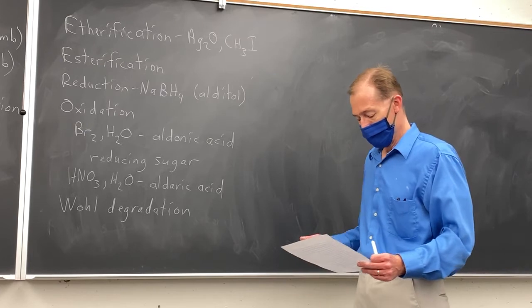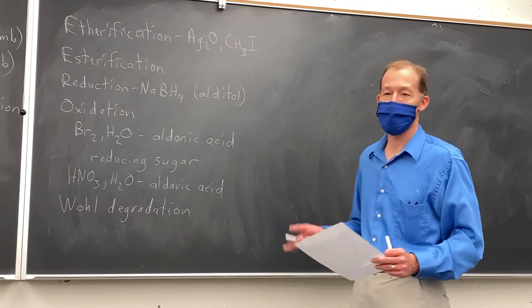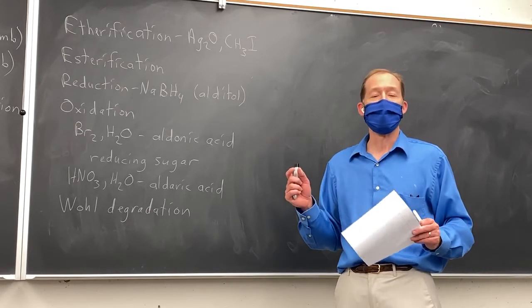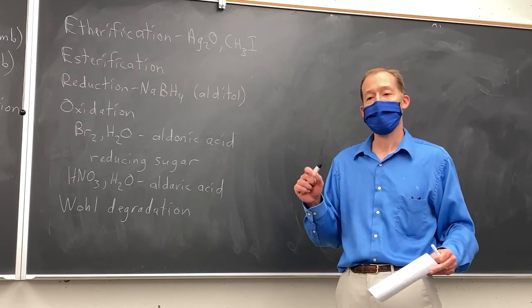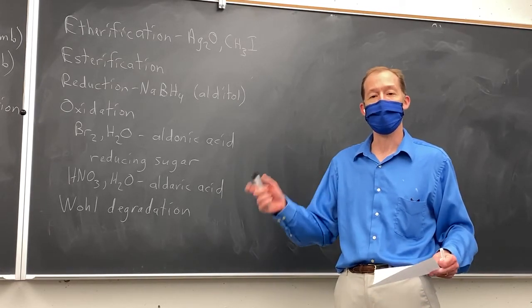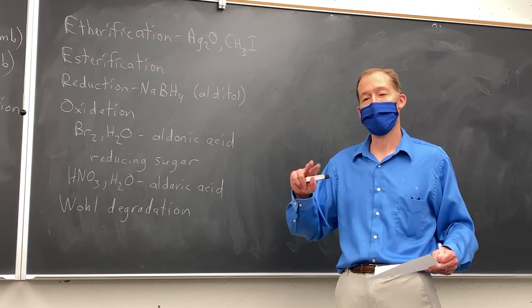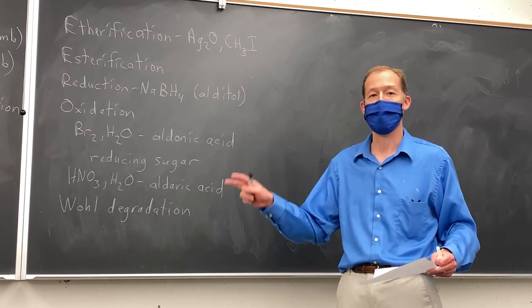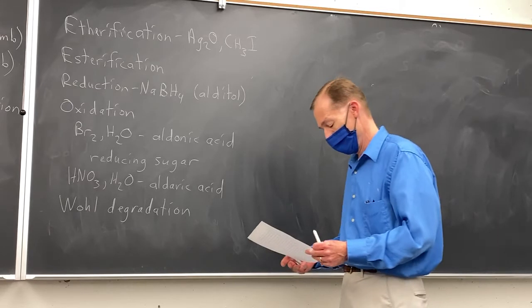And then one key thing to remember about the Voll degradation is that because C2 gets turned into C1 in the new monosaccharide, a pair of C2 epimers will give the same product in a Voll degradation.